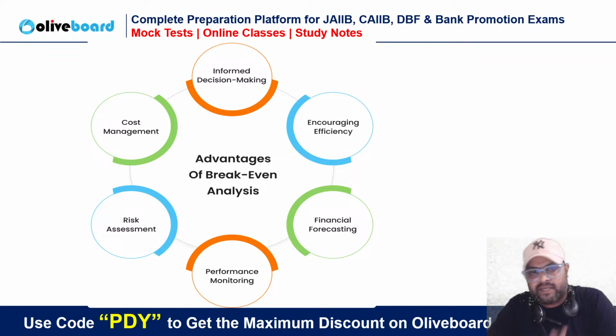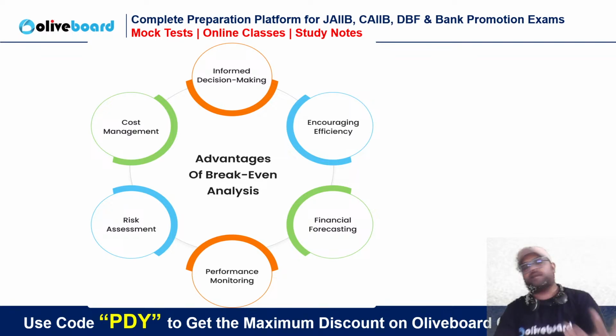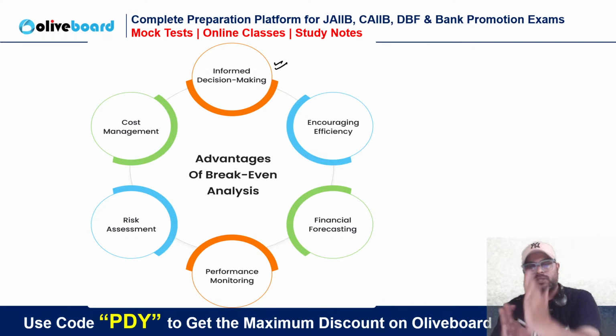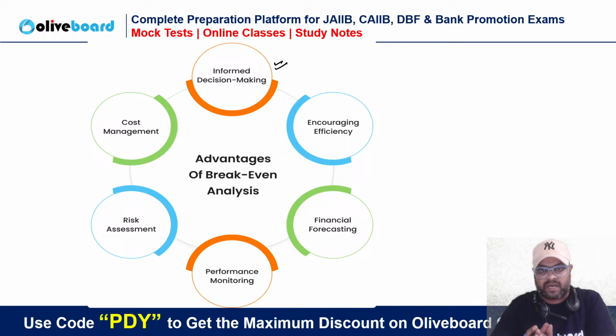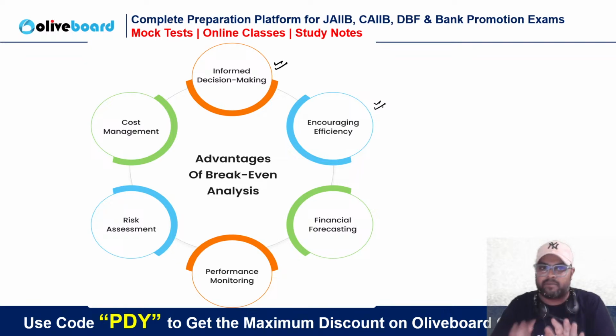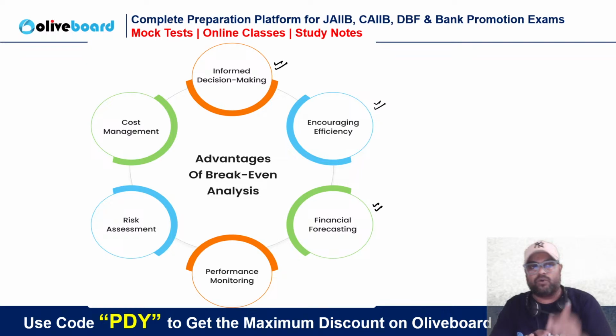There are some advantages of the break even point. Why we are calculating that break even point? Simply because you can take some decisions in a very informed way. You have all the information. You know how much you have to produce to survive in the market. It encourages improving efficiency, because everyone who is doing business would always like to achieve at least a point where he is not in a loss situation. Financial forecasting becomes very easy because you already know the minimum production level.